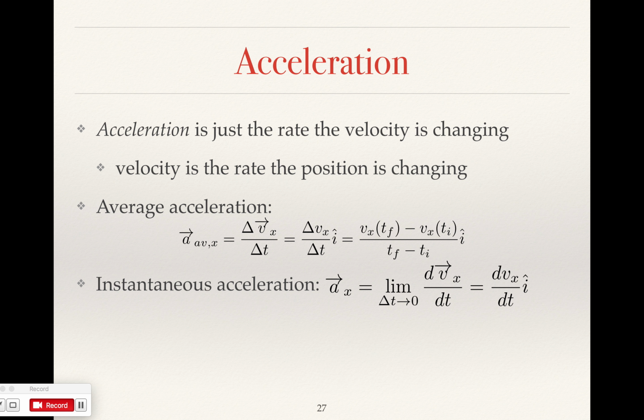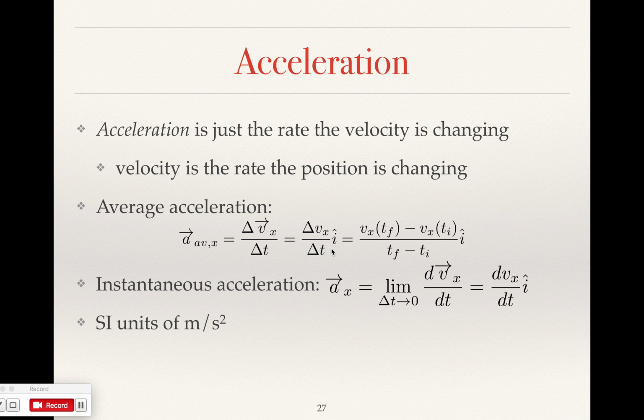So just like we went from average velocity to instantaneous velocity, we can go from average acceleration to instantaneous acceleration. So again, we've got our delta V over delta T. So we start with our average acceleration, and you imagine just taking this delta T, this time interval, and shrinking it down to 0. So we take the limit as delta T goes to 0 of delta V over delta T, which again, just like for velocity, is just the definition of a derivative. So dv/dt.